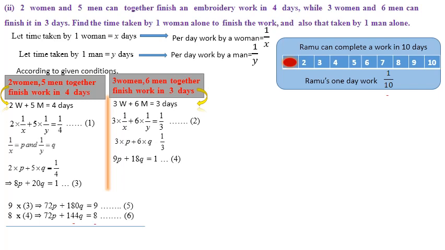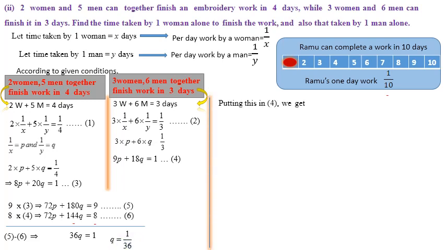We shall solve this one. Before subtracting, let us change the sign. 144 will change to minus, 8 will change to minus. Then equation 5 minus 6 gives 180 minus 144, that is 36q. 9 minus 8 is equal to 1. Then q is equal to 1 by 36.